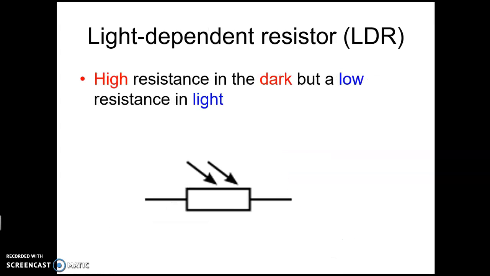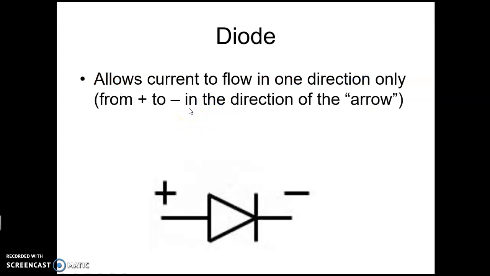A light-dependent resistor. Imagine these arrows represent the light. As this suggests, the resistance depends on whether you shine light on it. You're going to have to remember this: when it's in the dark, when there's no light shining, it has a high resistance. When you shine light on it, the resistance gets lower. You need to know that.